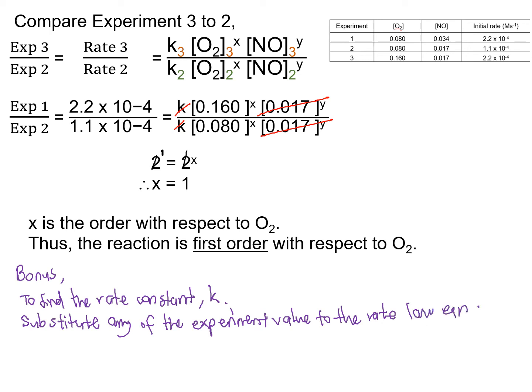Sekarang ni rate law equation dia dah lain dah kan? Rate law equation dia once dia dah jumpa order of reaction with respect to each of the reactants. So now dia punya rate law equation dia akan jadi rate is equals to K concentration of oxygen to the power of 1 concentration of NO to the power of 1. Okay, so sekarang ni kalau you nak cari nilai K, you substitute je mana-mana eksperimen kat sini into this rate law equation yang you dah jumpa dia punya order of reaction. Okay, so nanti you akan dapatlah K kamu tu apa.